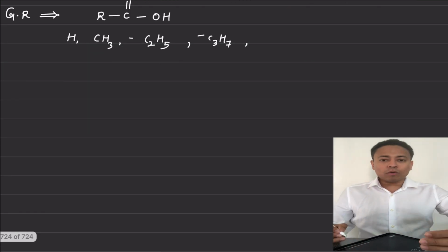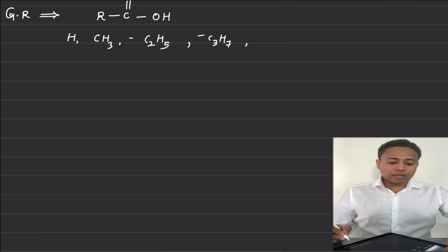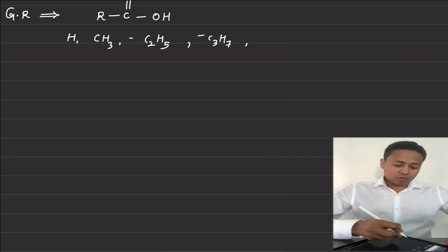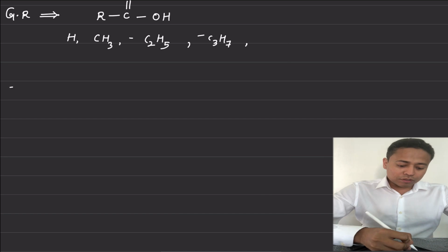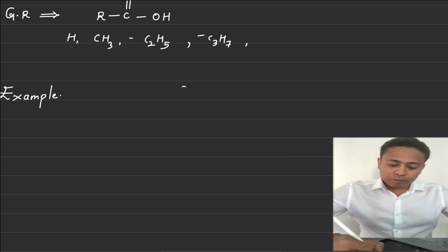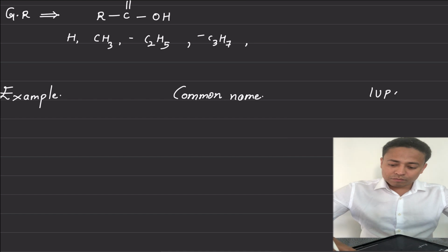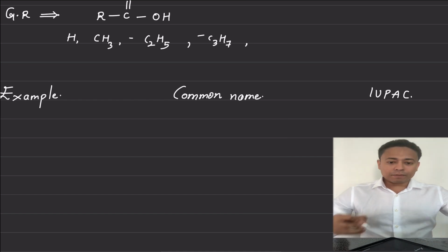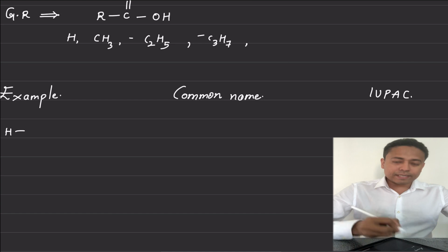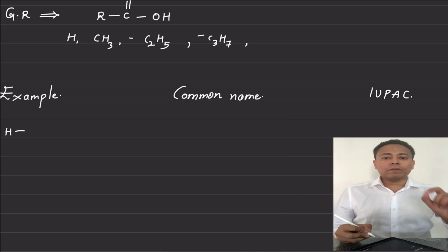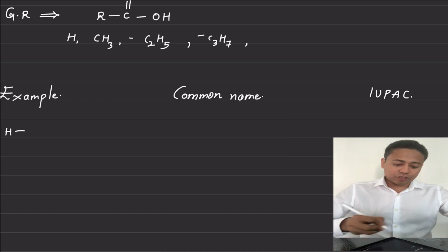Going forward, we will start taking examples of carboxylic acid by replacing that R with the various groups that I have just written. So here I would make a few columns. My first column would be example, my second column would be common name, and my last column would be IUPAC. The example that I'm going to start with is H. As I said, in the first example, R will be the simplest one, and that will be an H.